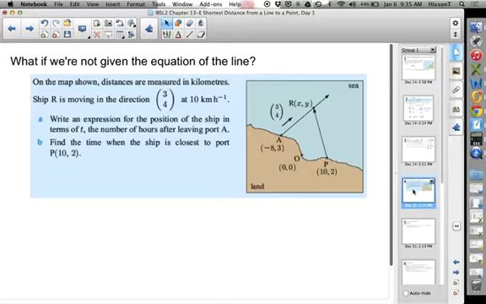Okay. So, this vector 3, 4, we could check, but unless it actually has a magnitude of 10, we're going to have to do something to it in order to get it to be the velocity vector for ship R. Does that make sense? Kinda. Okay.